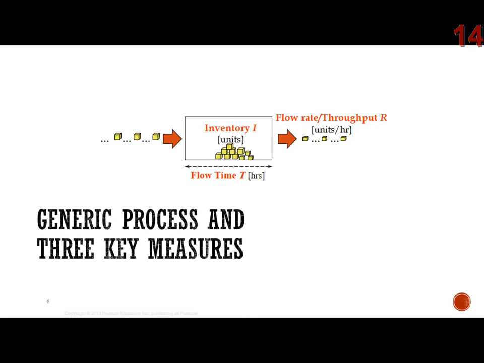So think about Jiffy Lube, and let's say it's a 3-bay Jiffy Lube, and there's some cars waiting outside. And we are going to define our process from the time that a car arrives at Jiffy Lube until the time that a car leaves Jiffy Lube. Okay? So all 3 bays are full, and we have 3 cars waiting. How much inventory is in our process?